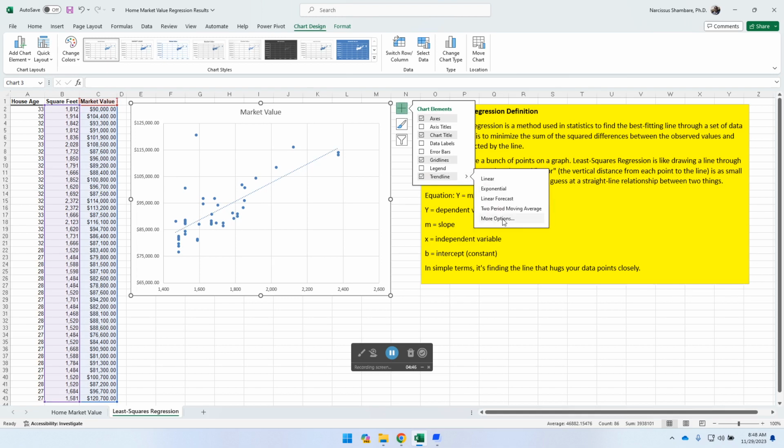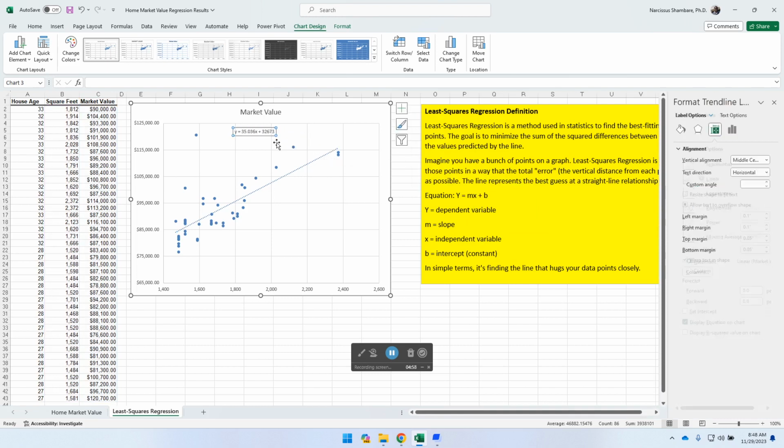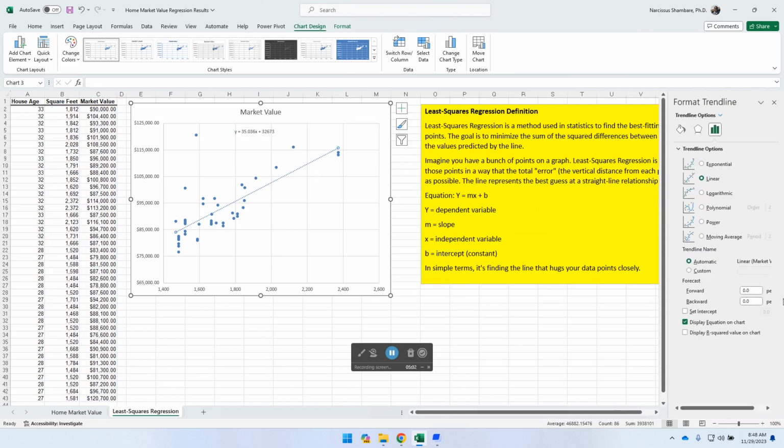Click on it, and there's more options. Under that, you'll be able to see there's a display equation. So we can actually derive the equation right there, and we can place it wherever we want it to be. And then of course we click back on the line as well.